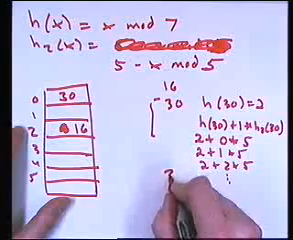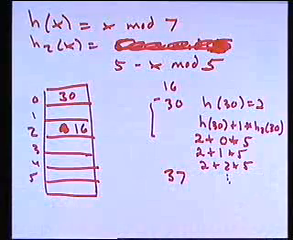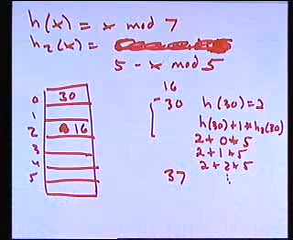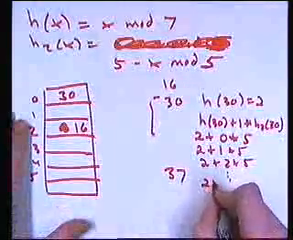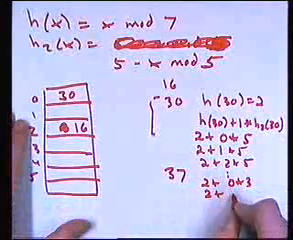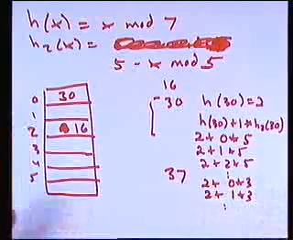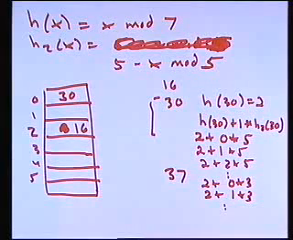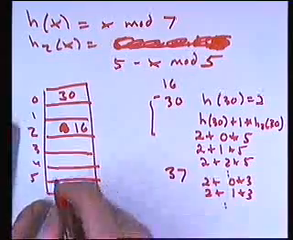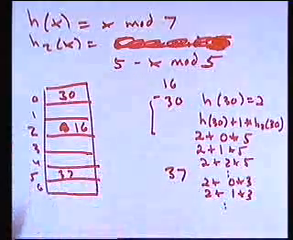Likewise, if I try, say, 37, 37 mod 7 is also 2, so there's a collision with 16. But for 37 in H2 of x, H2 of 37, well, 37 mod 5 is going to be 2, and 5 minus 2 is 3. So the offset for 37 is 3, which means the values we're trying here are 2 plus 0 times 3, 2 plus 1 times 3, and so on. And 2 plus 0 times 3 is a collision, but 2 plus 1 times 3 is going to be 5. And so I can go ahead and write 37 into cell 5 because that is open.